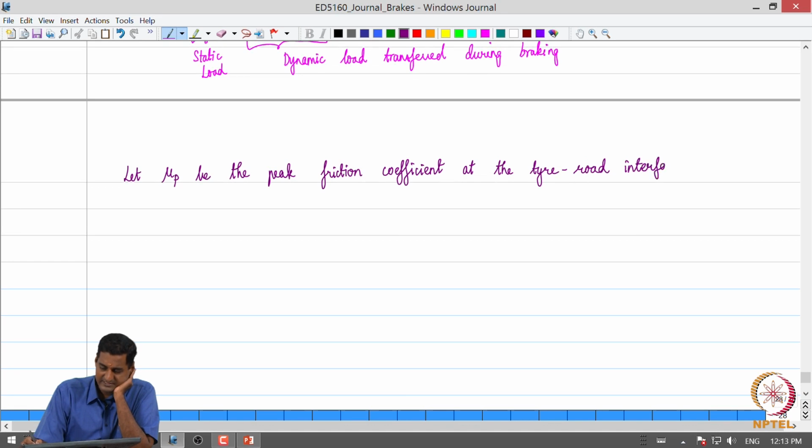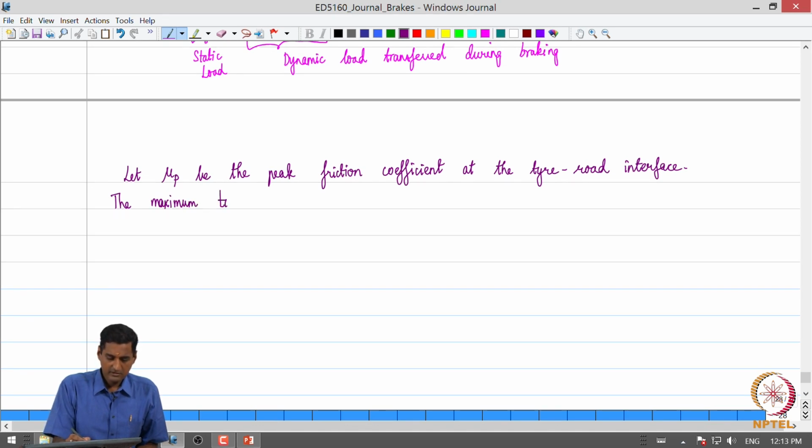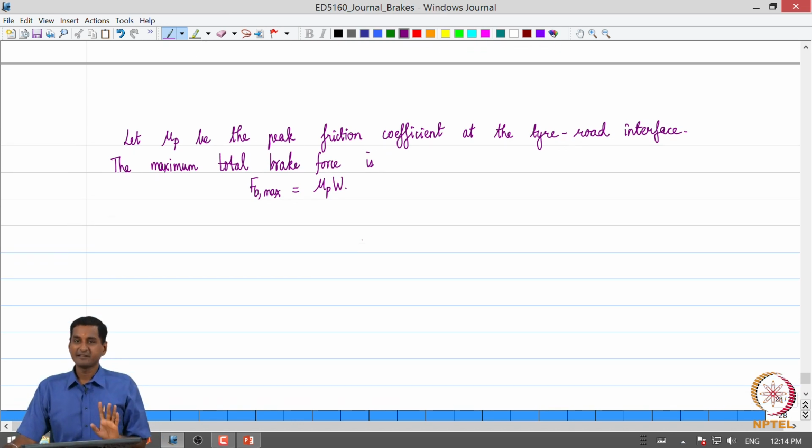Then what happens is that the maximum brake force, the total brake force FB, is going to be FB max, equal to mu p times W. So this is the maximum brake force that we can expect, because the weight of the vehicle is W. So mu p times W gives me a numerical upper bound on the maximum brake force that we can apply on that vehicle. That is what is sustainable at the tire road interface.